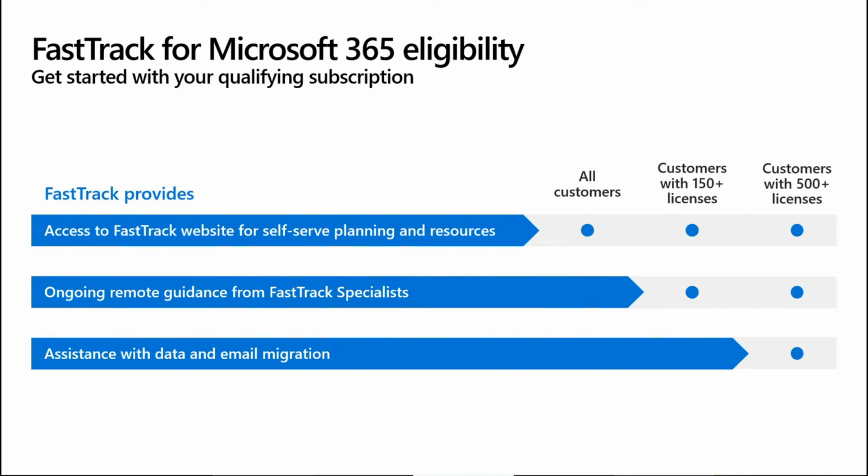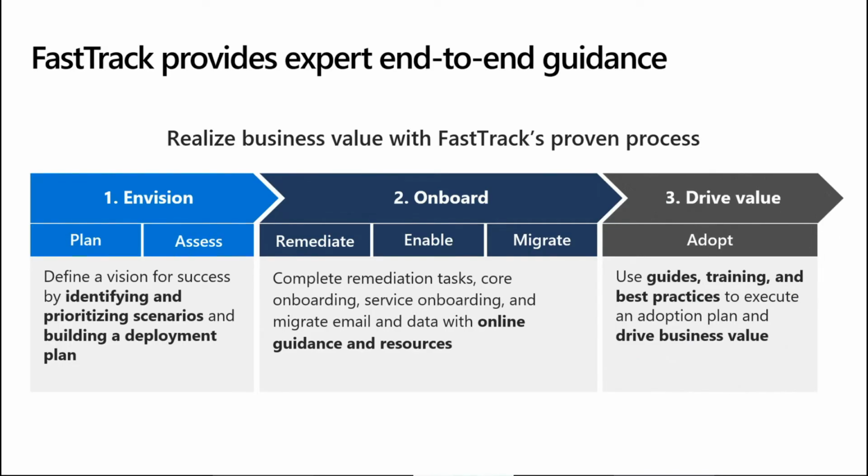And if you're looking at data and email migration, like if you're looking to go from Box to OneDrive or some other third-party storage solution to OneDrive, or if you're going from Gmail to Exchange Online, we do provide migration assistance as well. And those are for customers that have 500 licenses or more. You can get help with that. And so what a Fast Track architect will help you do is they'll help you plan and envision where you want to go and what your priorities are from a modernization perspective.